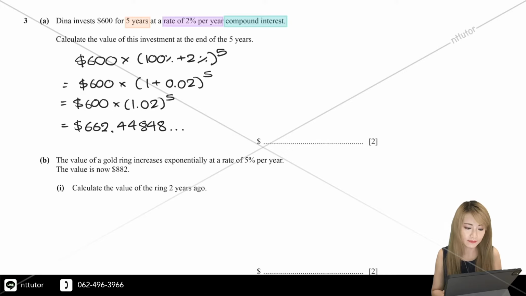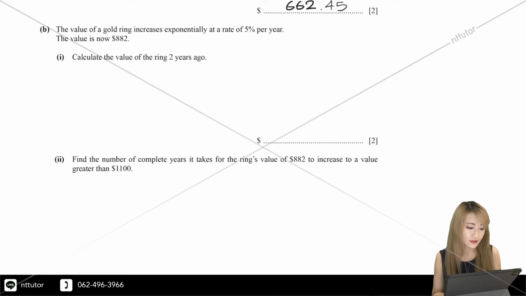So for money, it only goes to 2 decimal places. So for money, answer to 2 decimal places. So our answer would be $662.45 in this case. For most of your answers, when you have to round it, you round to 3 significant figures, but for money, round to 2 decimal places.